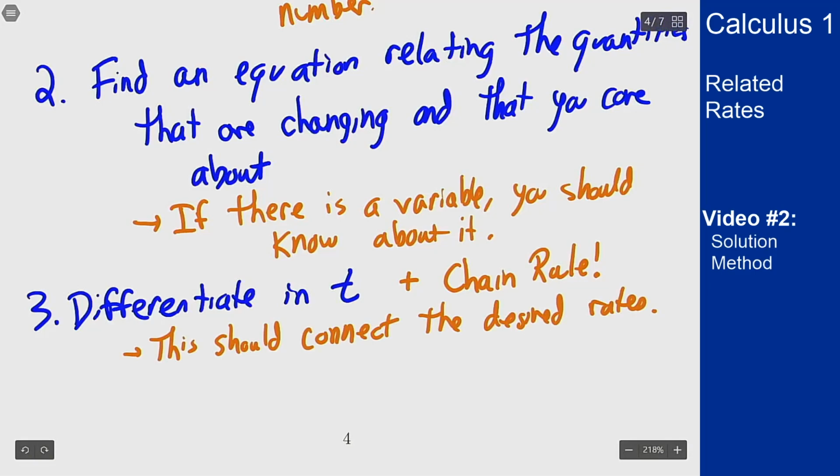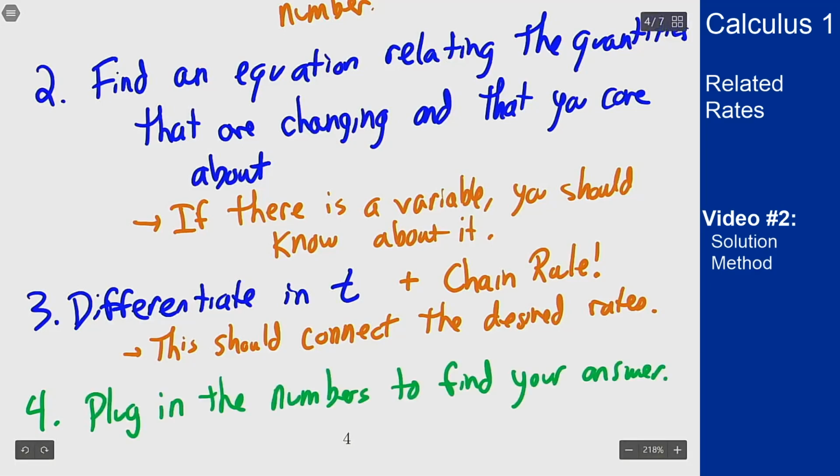And then finally, once you get to this step, you can now plug in the numbers in the problem, for instance the radius we had in the first example, to actually find your answer. To be careful, if you plug in numbers too early, you'll end up getting rid of variables that should have been there in your final answer. You differentiate and it goes away because you plugged in a number for it instead of leaving it as a variable in the first place. So you have to make sure you differentiate before you start plugging in numbers.